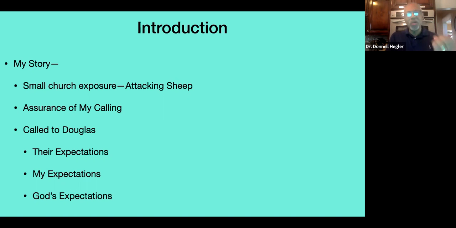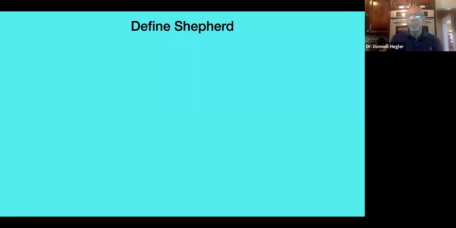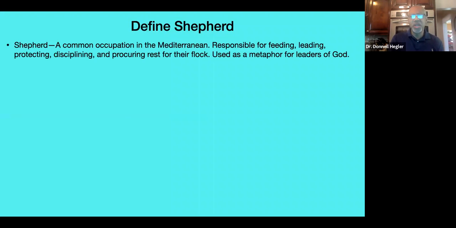And that's what I really want to focus on, because when we start talking about a shepherd, it is a term that the Bible uses in order to describe an individual who has been placed by God over a flock of people in order to shepherd them, in order to watch over them, in order to care for them. His job is to feed, to lead, to protect, to discipline, and he has to do that and make sure that the flock is kept in a safe place. And so that's the job of a shepherd.